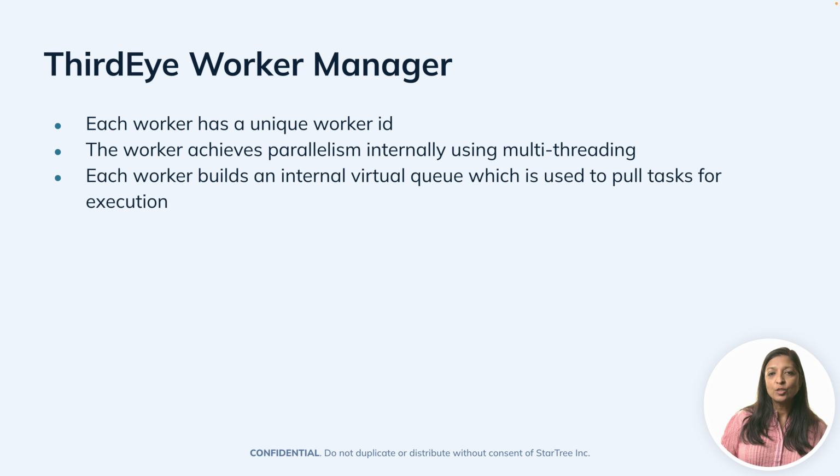Each worker, in turn, has an internal queue of locked tasks that it is using to pull tasks for its execution. Workers themselves work in a multi-threaded fashion, so while it's locked one task and it's waiting on a result, it can also pull other tasks for parallel execution.